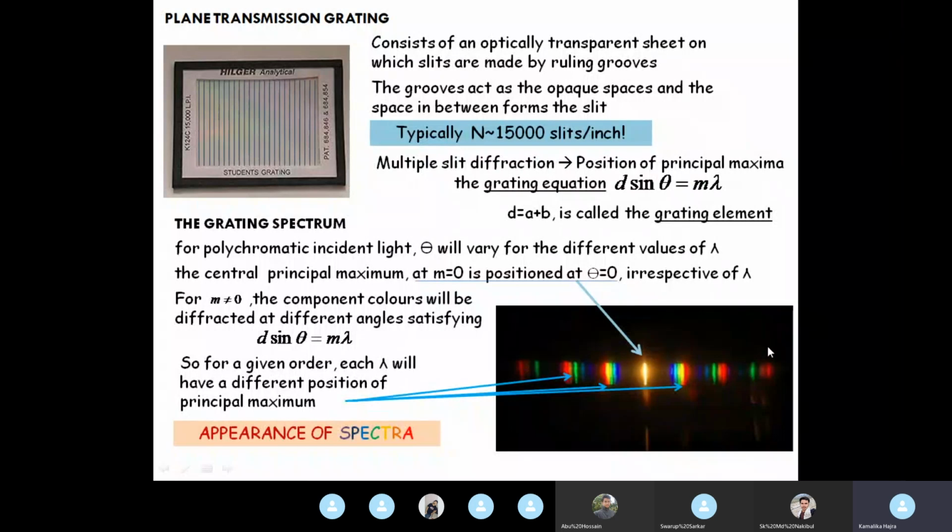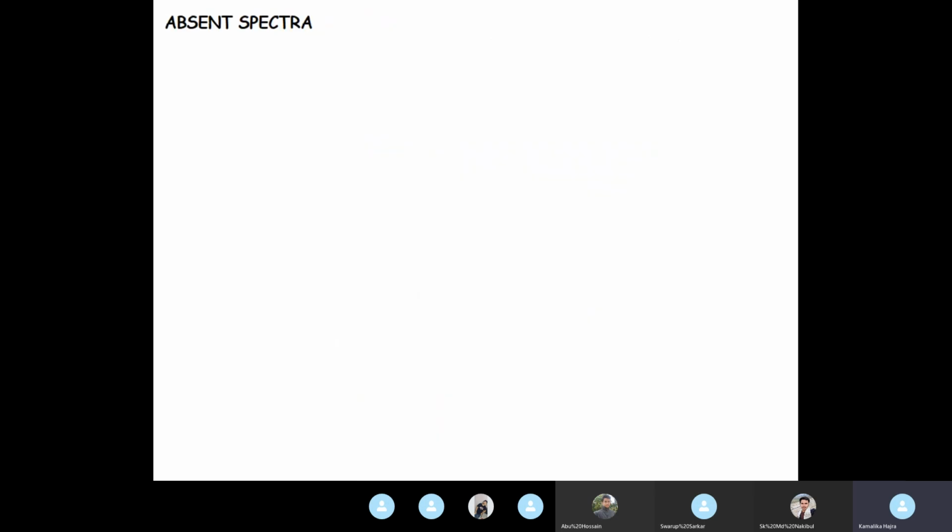So this is how, when you use composite light in the case of multiple slits, you get to see a spectrum. Is the appearance of the spectrum clear to everybody using multiple slits? Why suddenly are we getting a spectra? Yes, ma'am. Okay, so now we will have some discussions related to this.